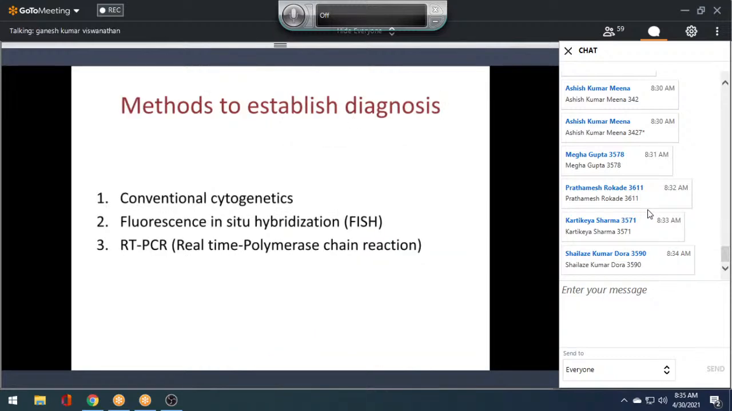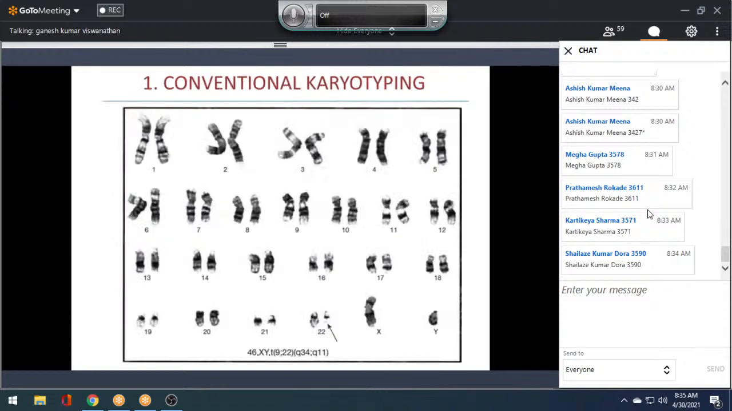So what are the tests we do? We do cytogenetics, FISH, and RT-PCR. In karyotyping, we look at the chromosomes, the chromosome number, and the chromosome structure. Here the number is normal. We have 46 chromosomes, but you can see that chromosome 22, or the Philadelphia chromosome, is shorter compared to the normal chromosome 22. This is because there is translocation with chromosome 9.